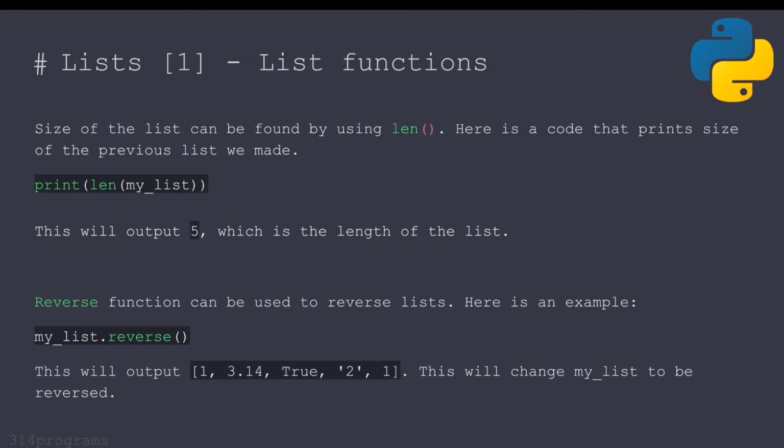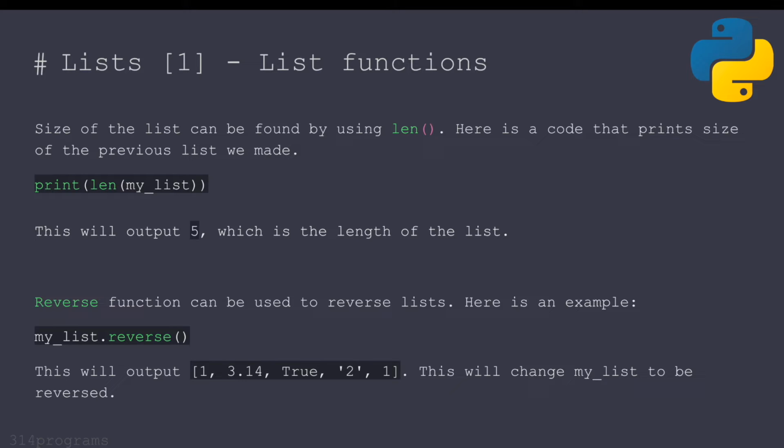Size of the list or the number of items in the list can be found by using len. Here's code that prints the size of the previous lists we made. This code will output 5, which is the length of the list and the number of items inside the list.